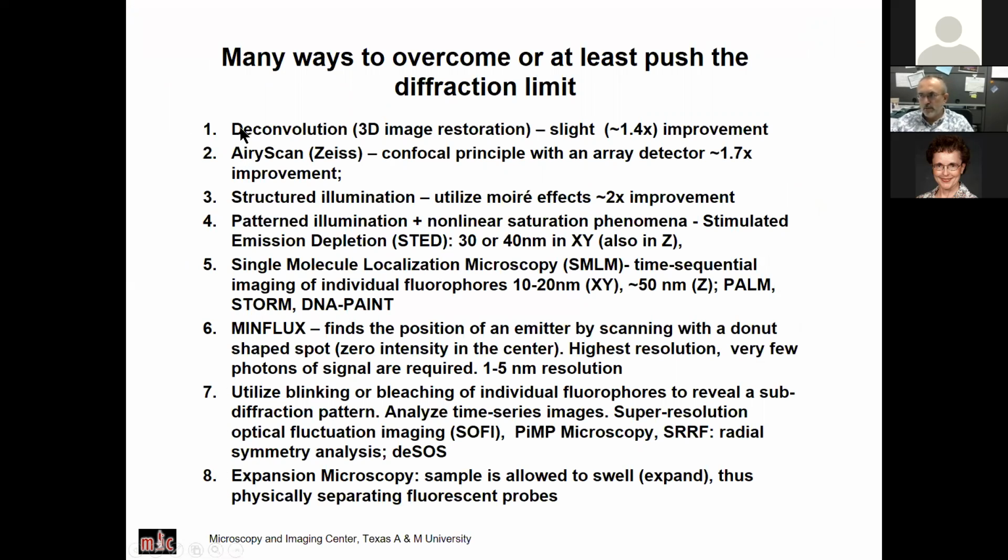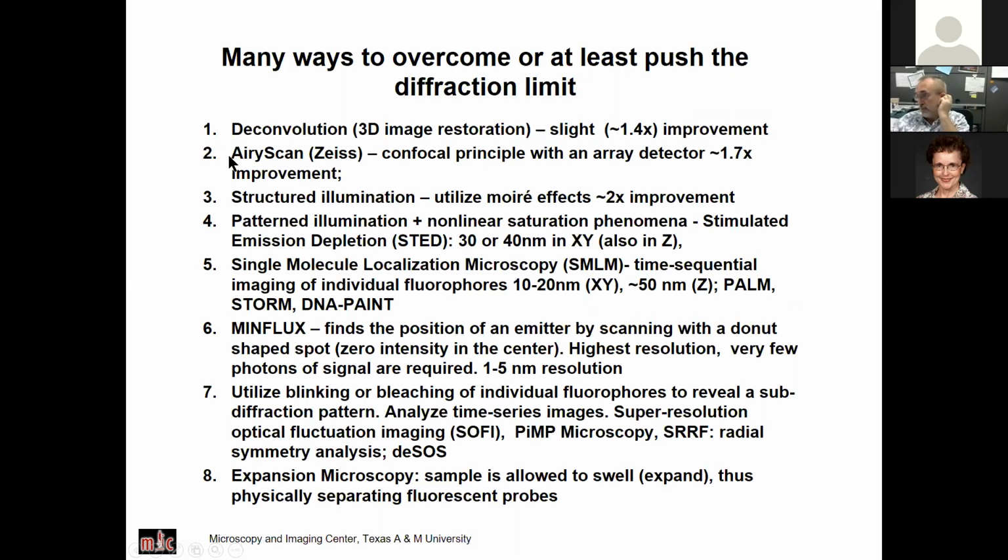It's sort of categorized, but you'll probably find some more techniques that would fit in here, but it could go forever. So I limited it to these 8 groups. First is just deconvolution or 3D image restoration, which gives you a slight improvement. You couldn't really call it super resolution, but let's say from 250 nanometers, you get to something like 180, 170 maybe. And you also get improved contrast.